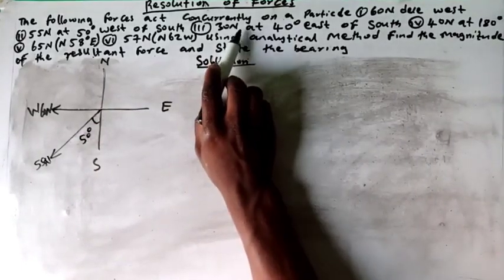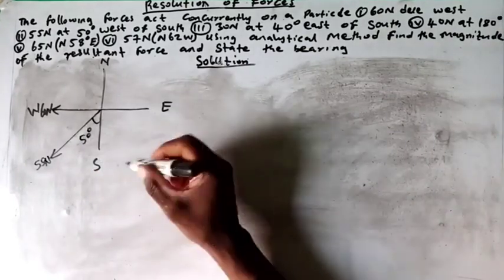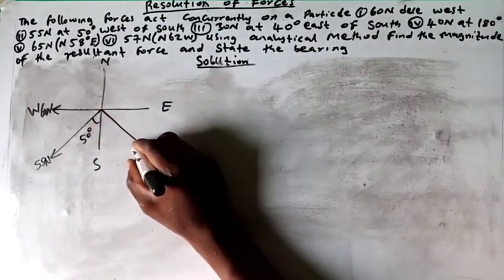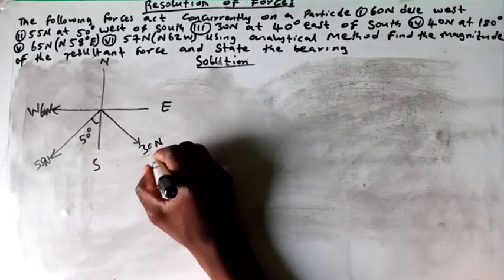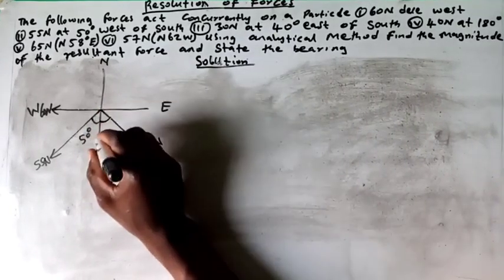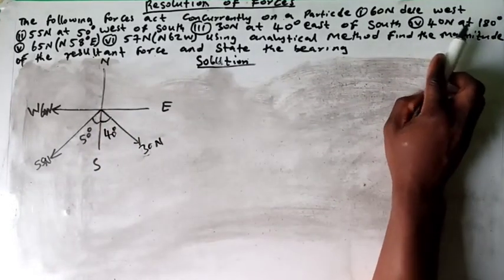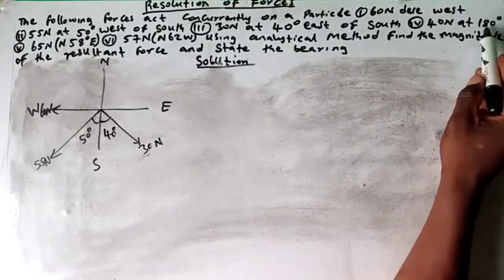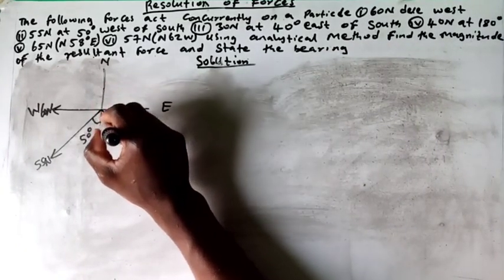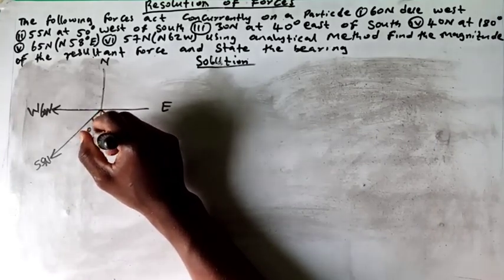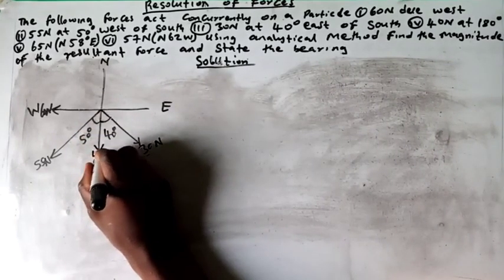So this is 55 Newton and the angle is 50 degrees. The next one is 30 Newton at 40 degrees east of south. East of south. So this is where we have the force, and it is 30 Newton. The angle is 40 degrees. The next one is 40 Newton at 180 degrees. This 180 degrees is a three-figure bearing. Therefore, we start from the north and move in clockwise direction 180. Therefore, the 40 Newton force is acting due south. Here is 40 Newton.